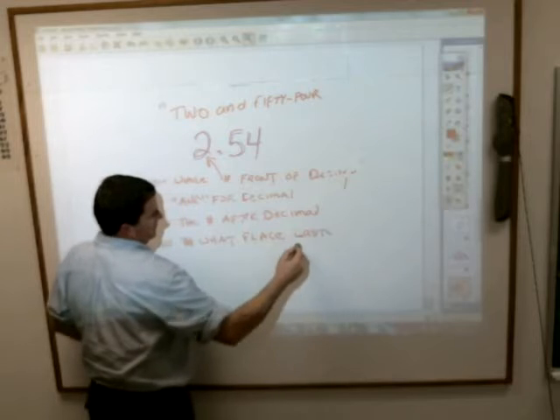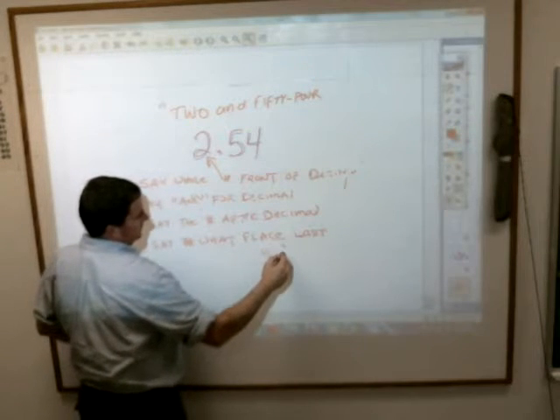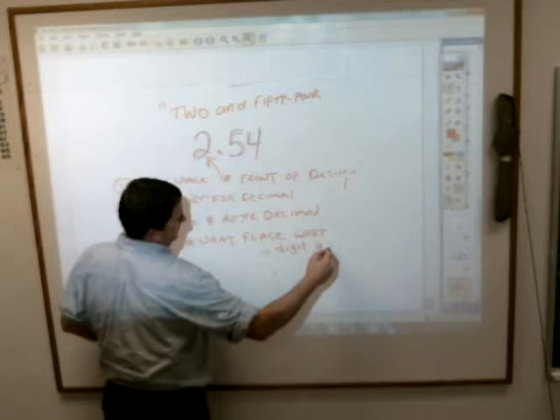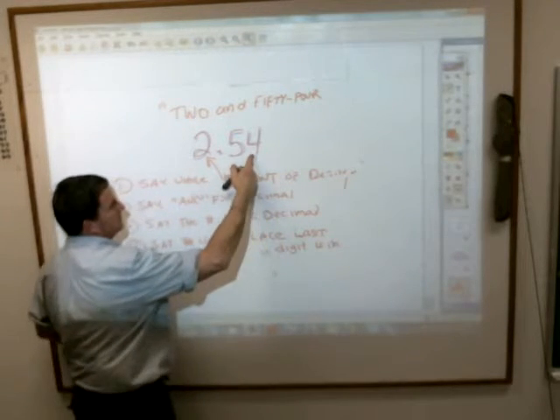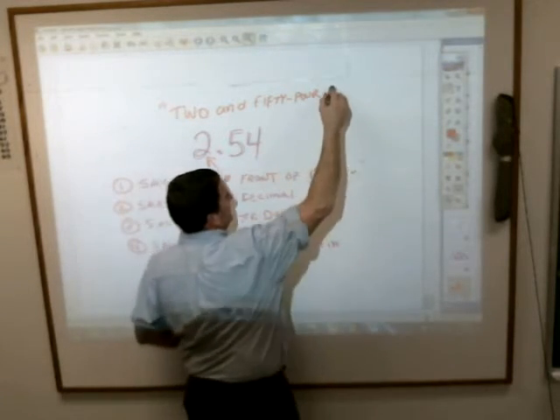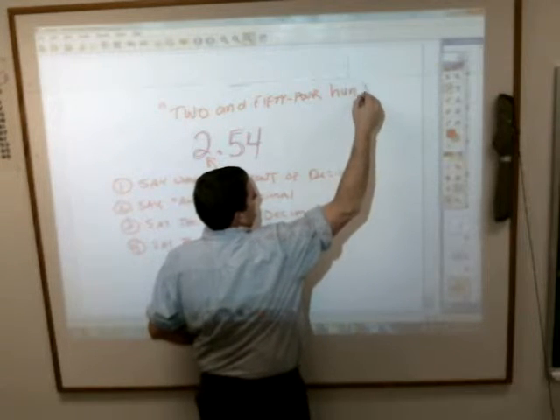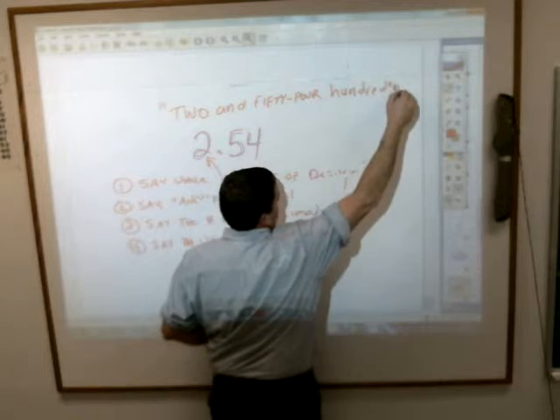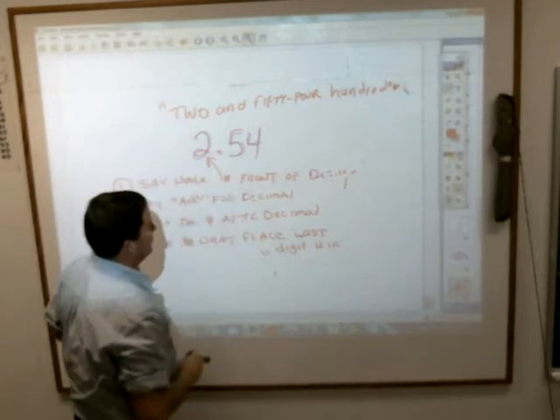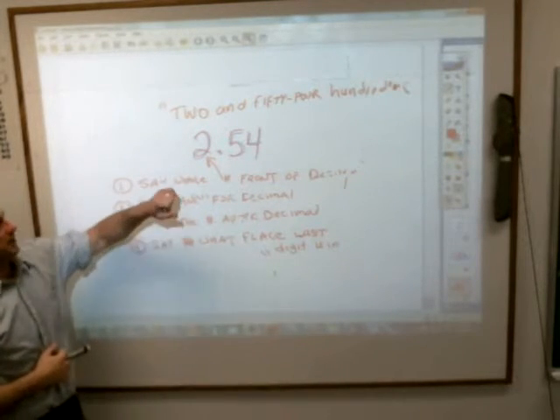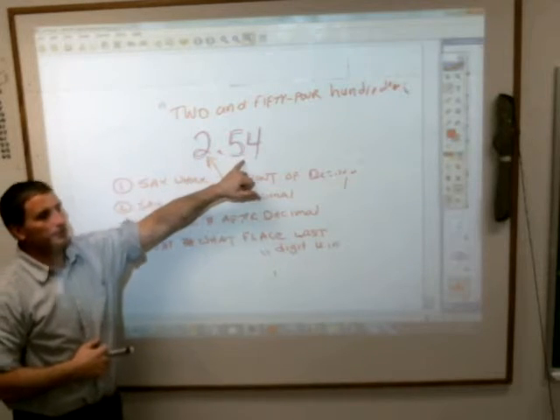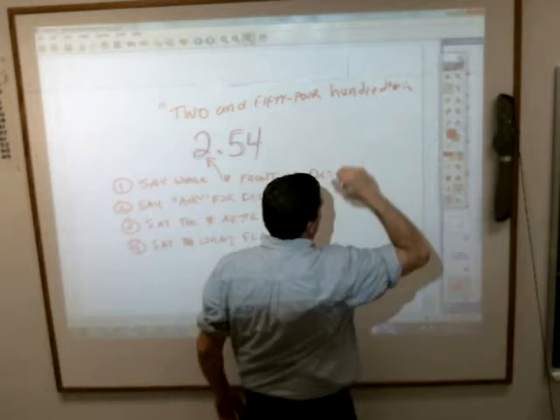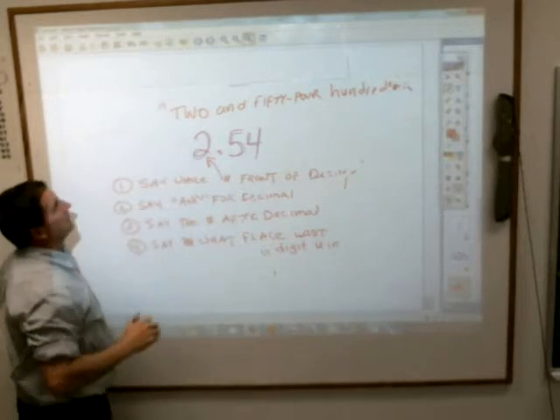Last digit is in. And what place is this last digit in there? The hundredths place. So when you say this decimal number, you say it as 2 and 54 hundredths.